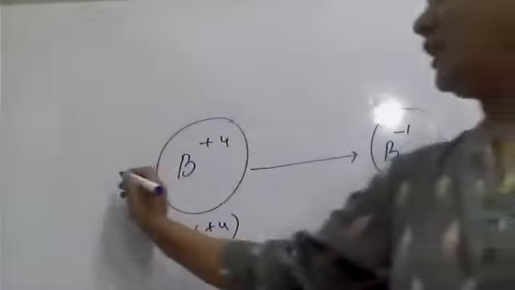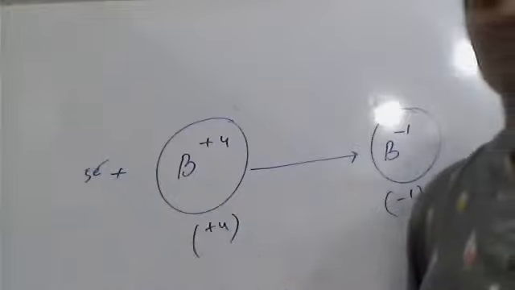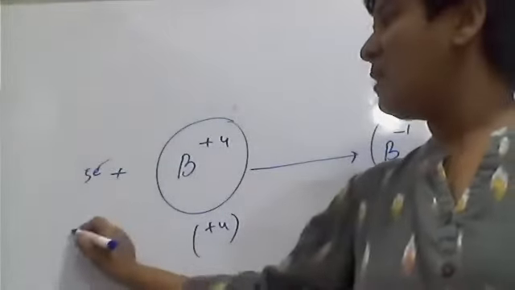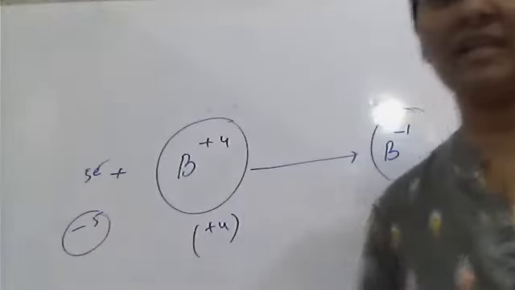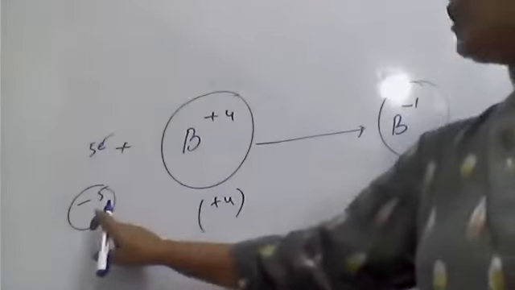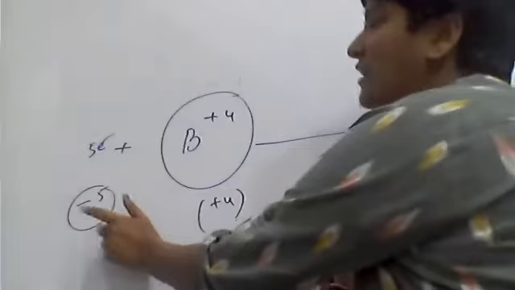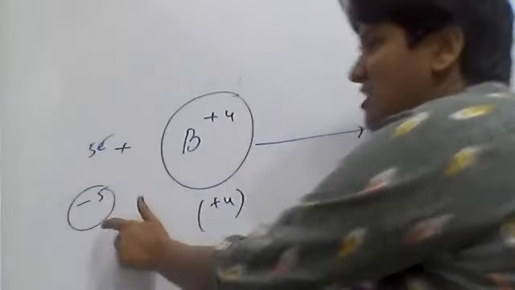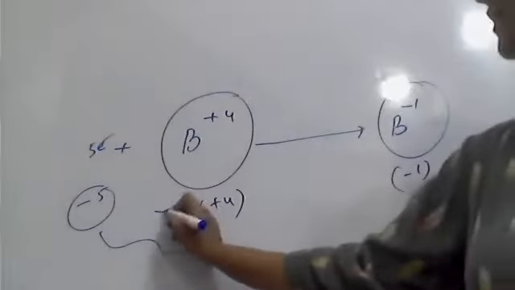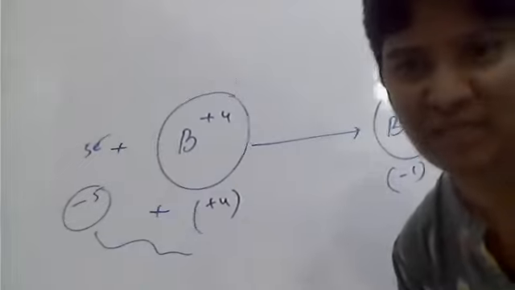In this case, if you add 5 electrons at B +4, what happens? It becomes -5. Is that clear? Out of -5, -4 will balance this +4. The remaining excess 1 electron, excess -1, will be equal to this -1. Is that clear? So in this way, you have to balance the charge.